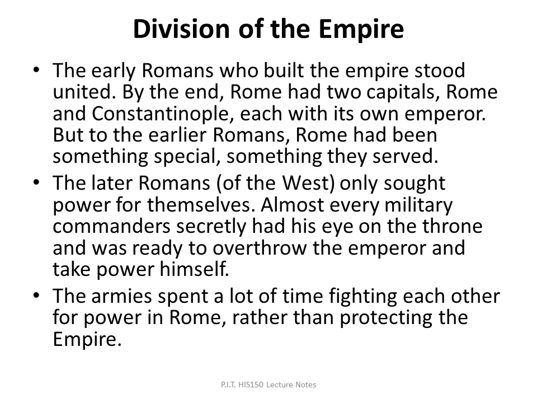Later Romans of the West only sought power for themselves. Almost every military commander secretly had his eye on the throne and was ready to overthrow the emperor and take power himself. The army spent a lot of time fighting each other for power in Rome rather than protecting the empire.